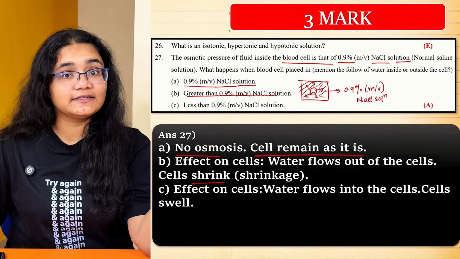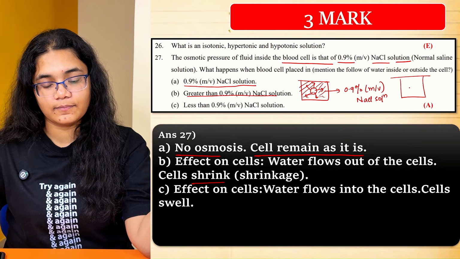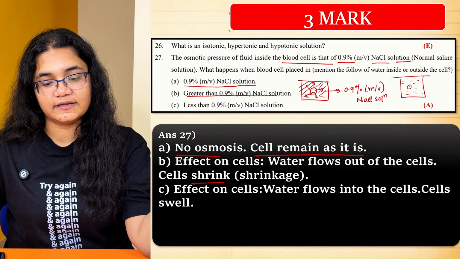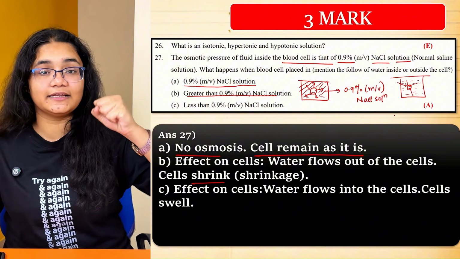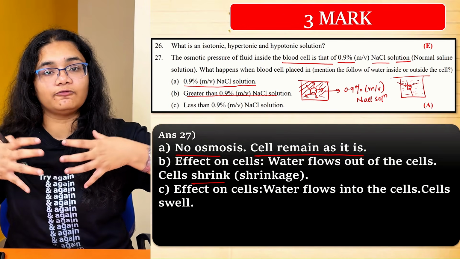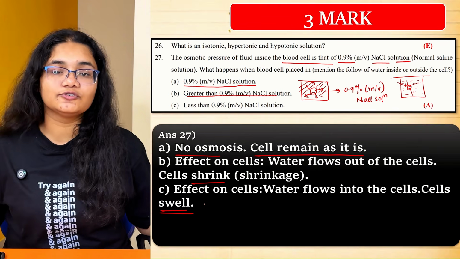Now if it is less than 0.9%, here the cell is there and the value outside is less. The outer solution is having lesser concentration, the cell is more concentrated, so water will flow inside the cell, endosmosis will happen, and the cells will swell.